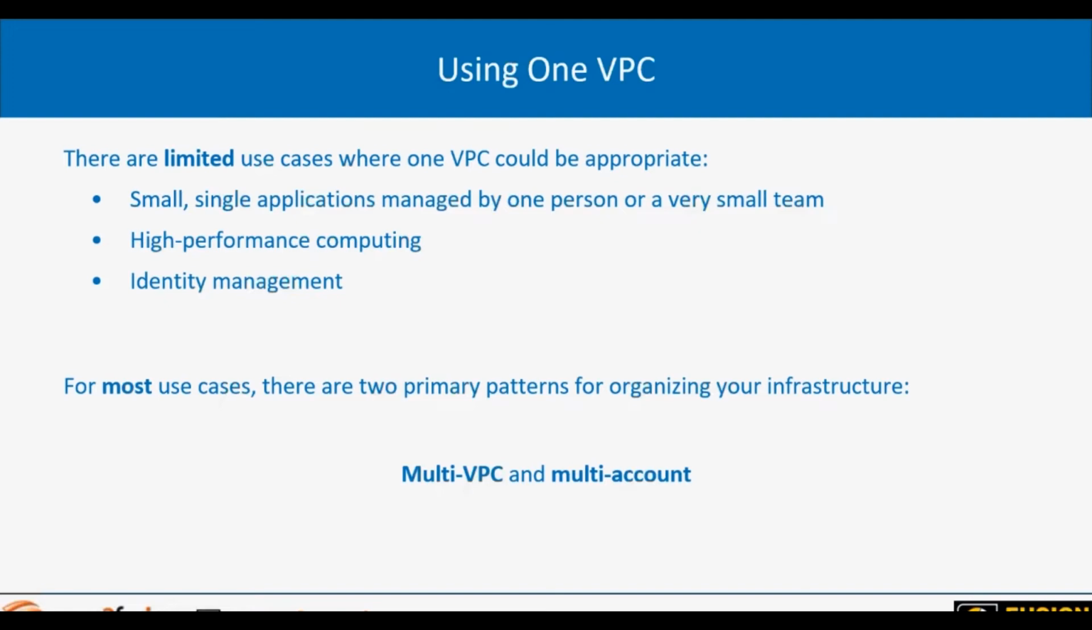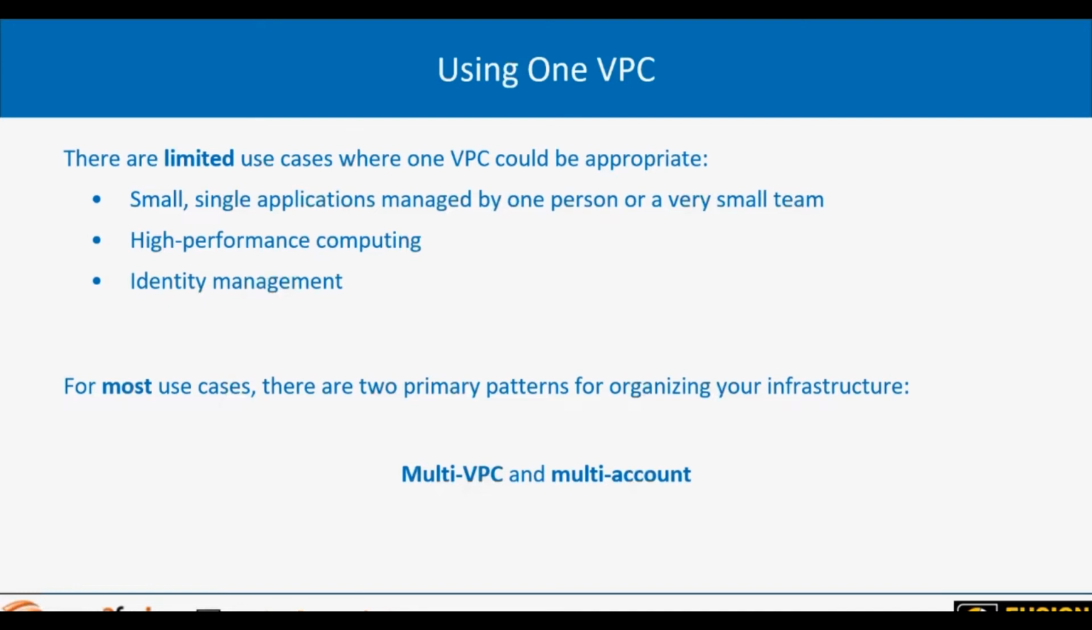One VPC would be appropriate for your network if it is small, a single application managed by one person or a very small team. And if it is a workload involving high performance computing and identity management, all those things in this infrastructure, then you can also go for a single VPC.